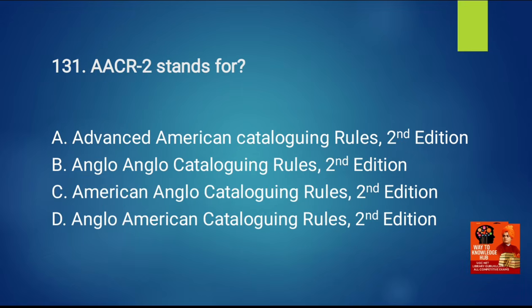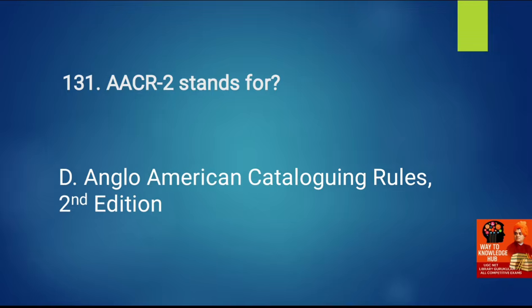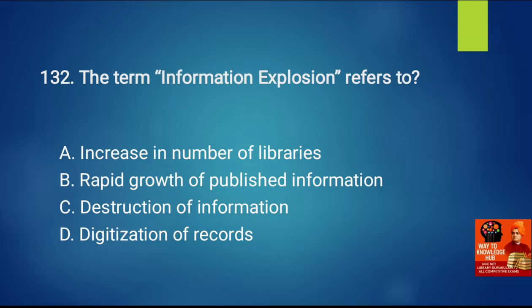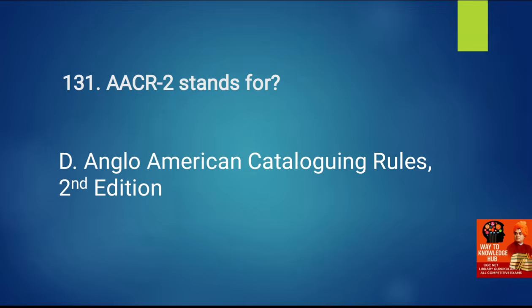Question number 131. AACR 2 stands for option A, Advanced American Cataloging Rules 2nd edition. Option B, Anglo Cataloging Rules 2nd edition. Option C, American Anglo Cataloging Rules 2nd edition. Option D, Anglo-American Cataloging Rules 2nd edition. The answer is option D, Anglo-American Cataloging Rules 2nd edition.